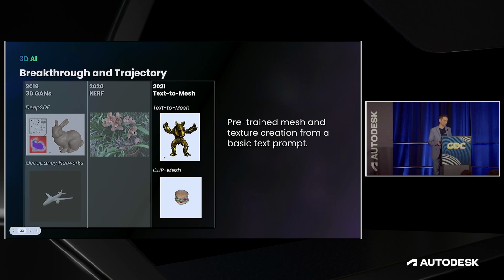A year after that, in '21, we're starting to see text creation. Text to mesh at the beginning of the year, and then early '22, CLIP to mesh. And these are already pre-trained models, unlike GANs, right? So you could have everything created, but only from basic text prompts.